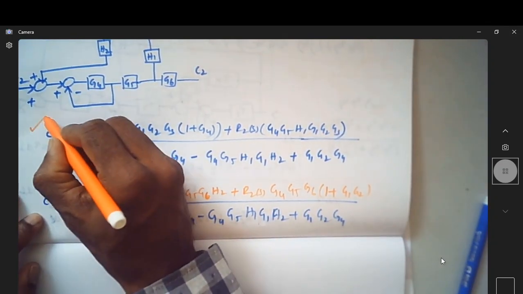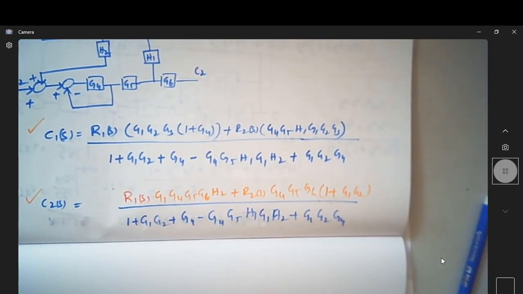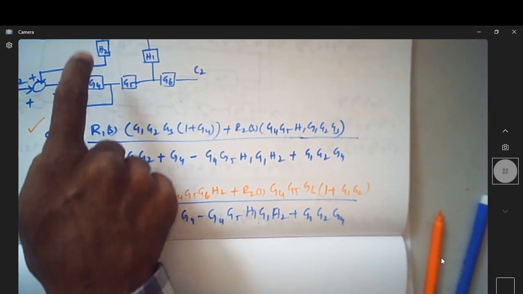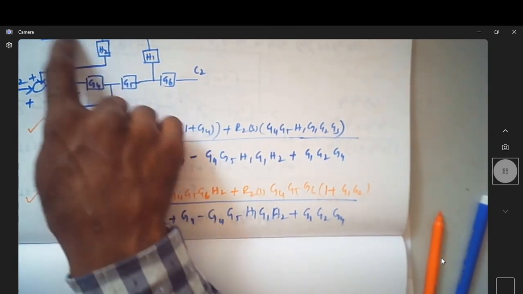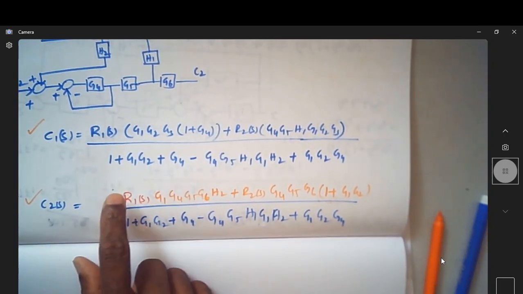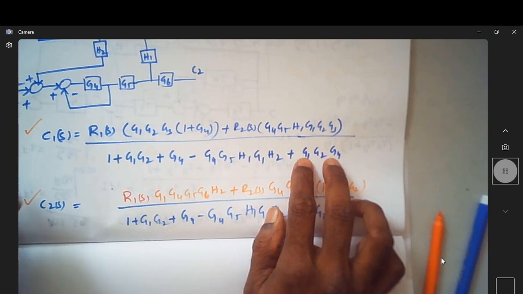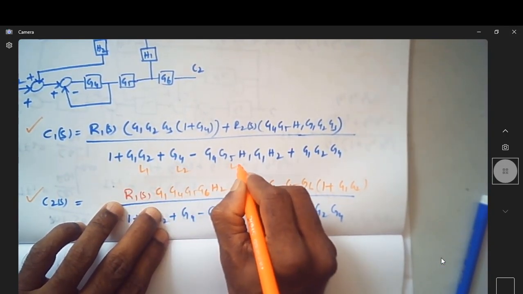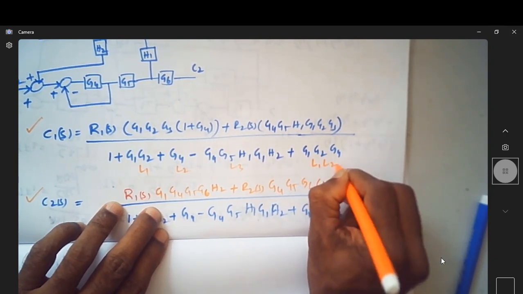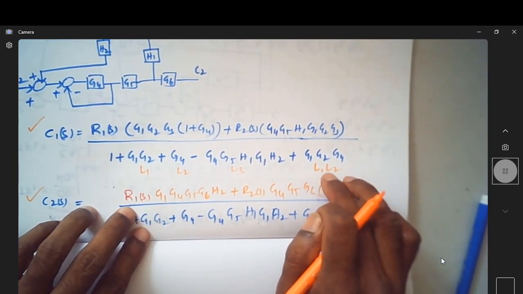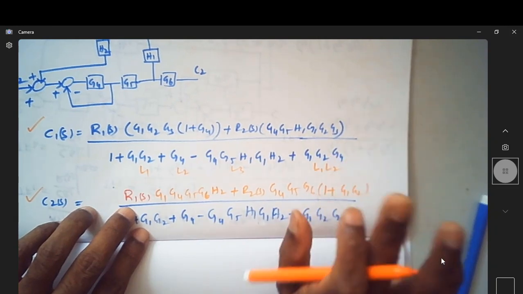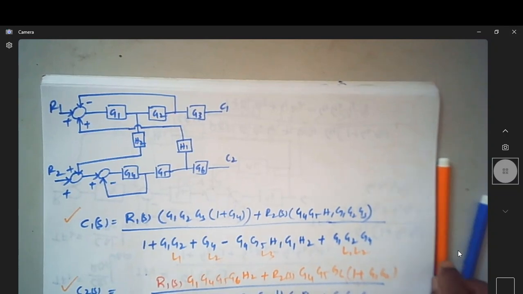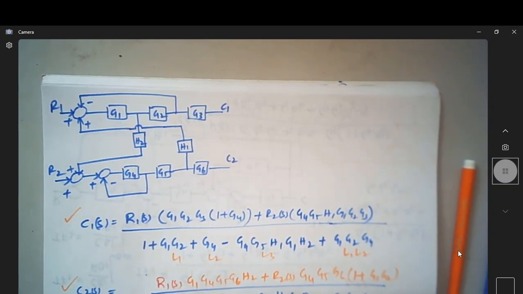So C1(s), C2(s) is this. The denominator remains the same because you have one loop, two loops, a third loop, and two non-touching loops. If I say these are L1, L2, L3, this is actually L1 L2, the two non-touching loops. Hope you got this idea. Thank you.